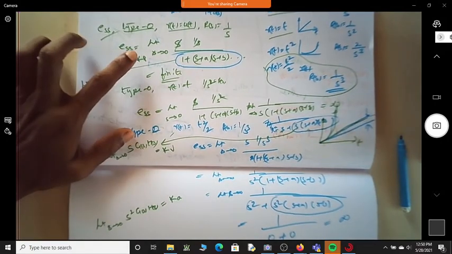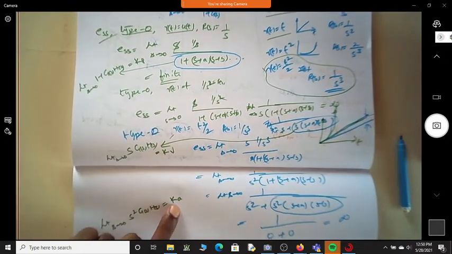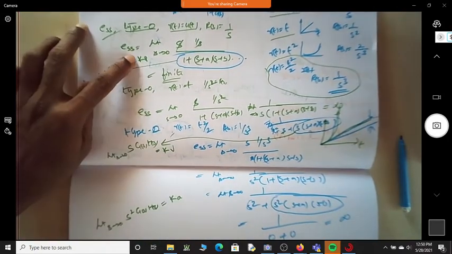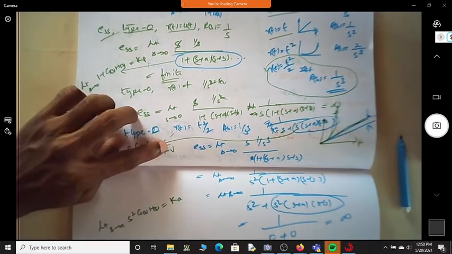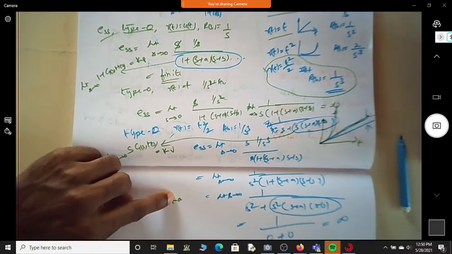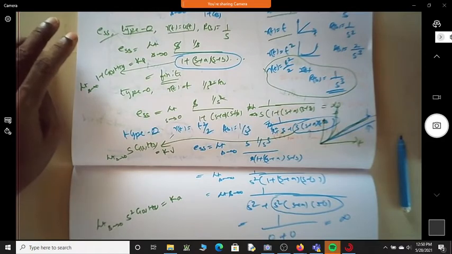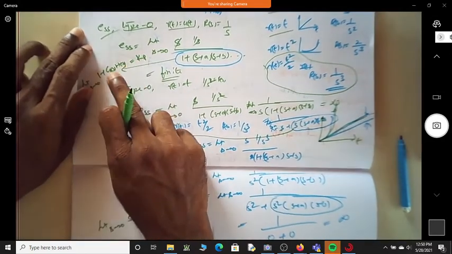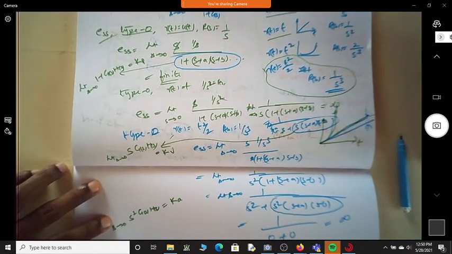Step error constant, velocity error constant, acceleration error constant. P stands for position error constant. Yes, sir. This is Kp, position error constant. This is velocity error constant. This is acceleration error constant, because a parabola is like acceleration. So we have terms called Kp, Kv, Ka.